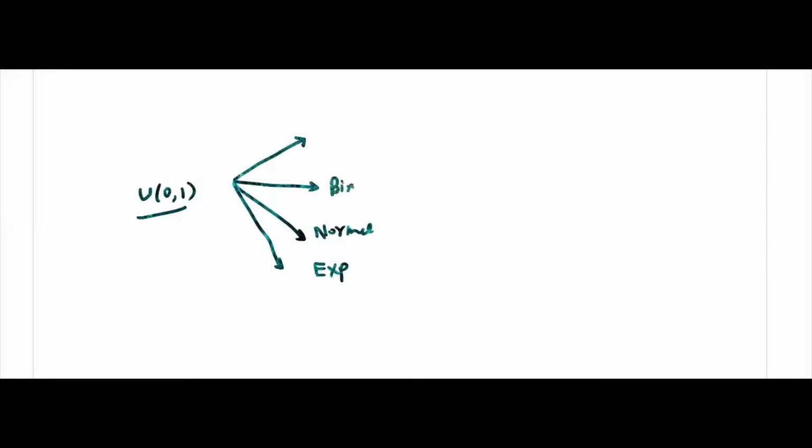If you know U01 numbers, from U01 numbers, you can generate numbers from other distributions, whether it's exponential or normal distribution, binomial distribution, Poisson distribution, doesn't matter. Whatever distribution it is, you have to know the U01 distribution, from where you will be able to generate numbers from other distributions. So you have to know this.